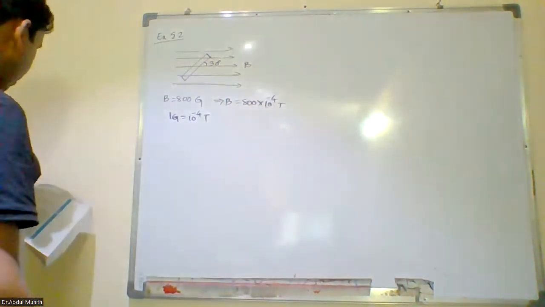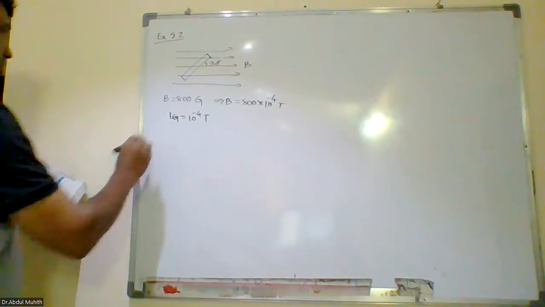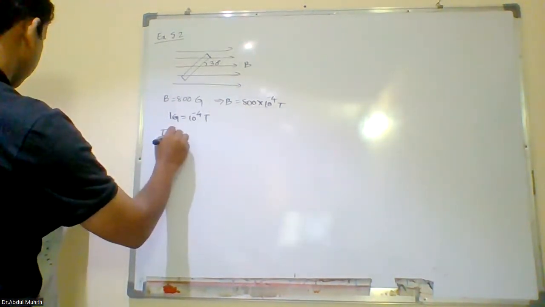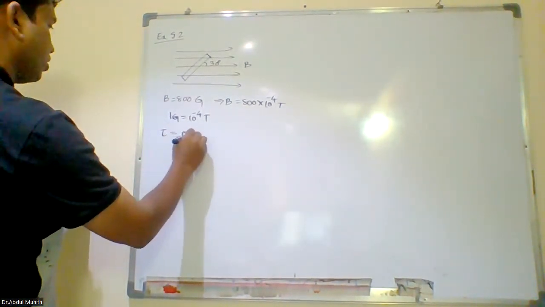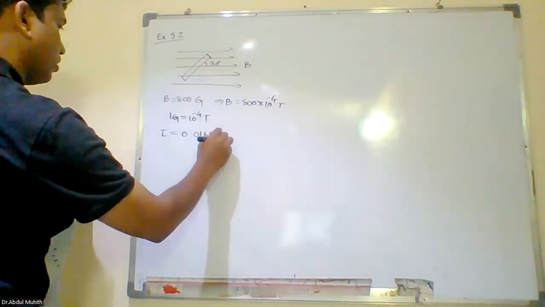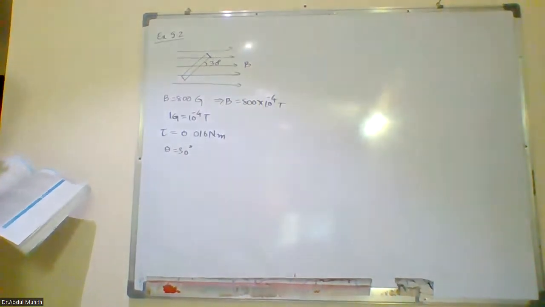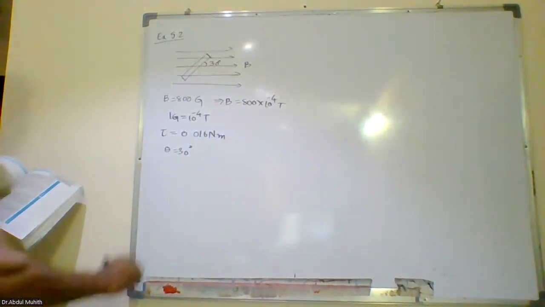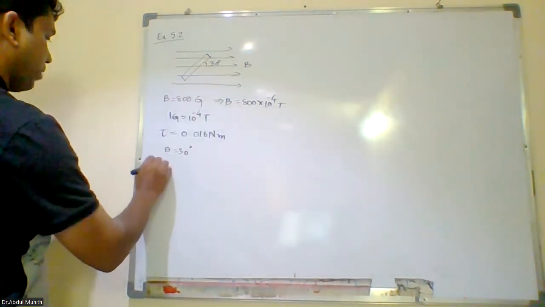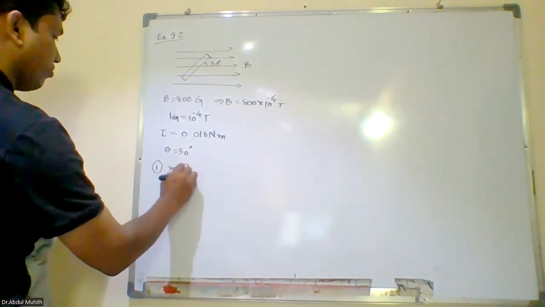Now our experience is a torque. The torque is equal to 0.016 Newton meter, and angle theta is 30 degrees. This is the angle. Now, what is the magnetic moment of the magnet? He's saying the first question is the magnetic moment M. What is the formula for M?